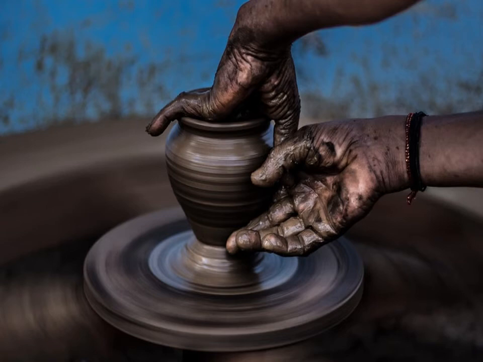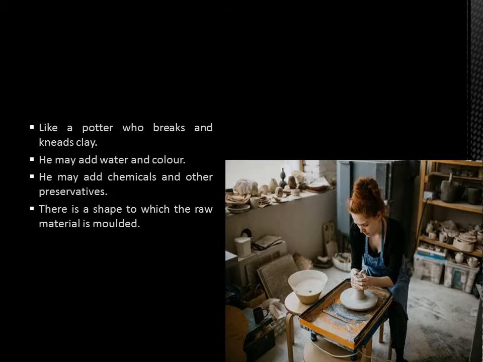And what are the defining features of this process? In many respects, the poet is like a potter who breaks and kneads clay. A poet plays with words. A poet takes words from his own repository or from a dictionary, but he changes them, he molds them in such a way that they achieve new meanings. Just like a potter may add water and color, the poet adds new meanings to the words. Just like a potter may add chemicals and other preservatives into the clay, the poet invests every single word with new layers of meaning. And finally, there is a shape to which the raw material is molded.